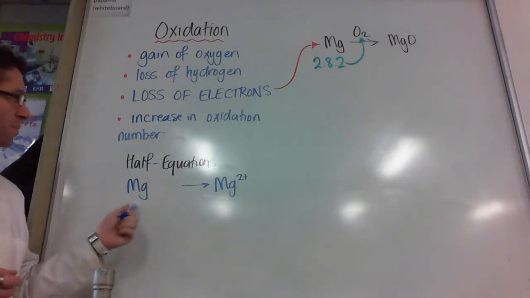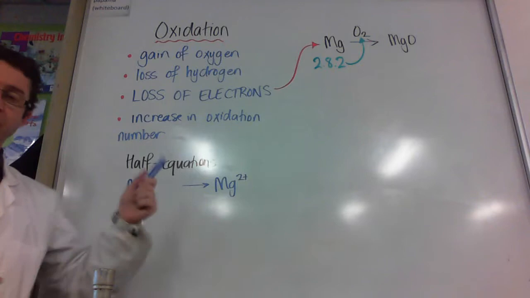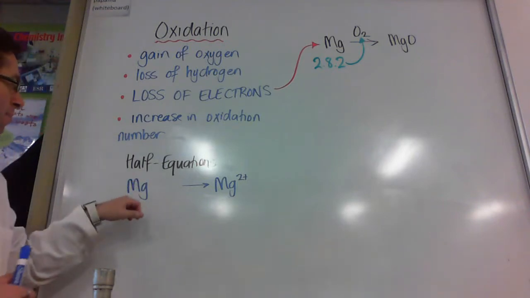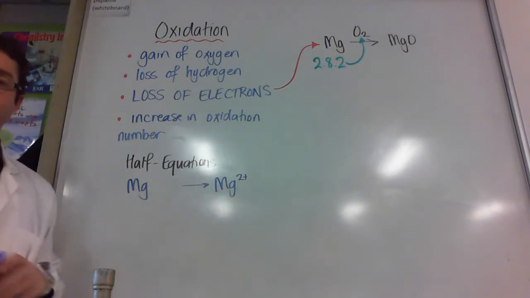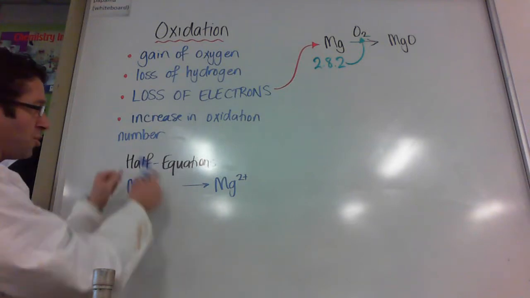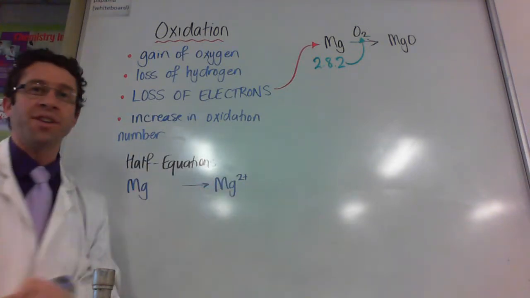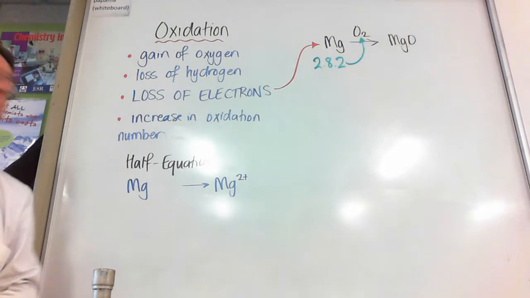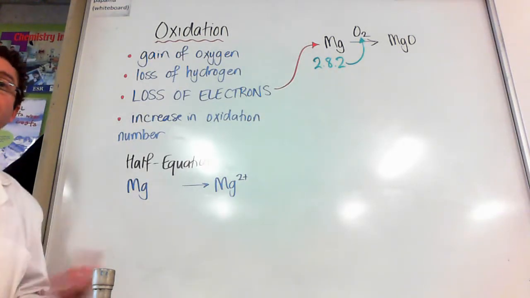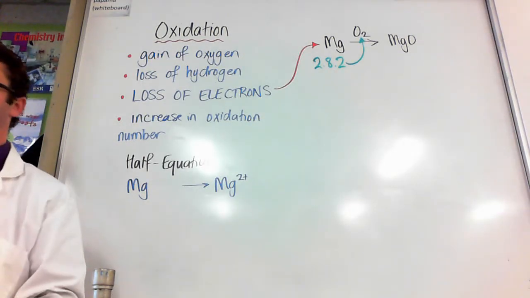This one's quite an easy one to balance because, as you can see, there's one magnesium on each side. But what's not balanced here is the charge. The left-hand side has got no charges at all. The right-hand side has got a +2 charge. We balance the charge out by using electrons, and electrons have a negative charge.